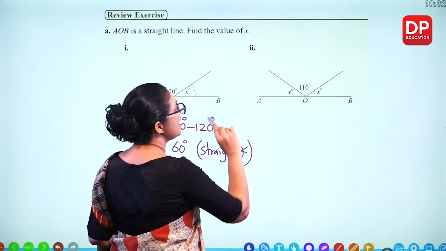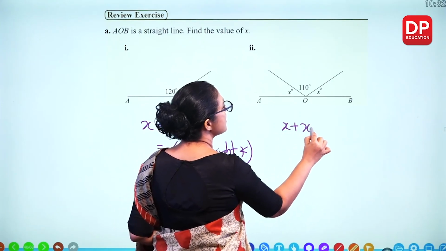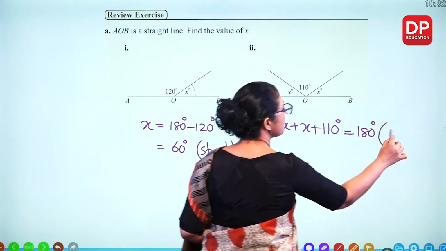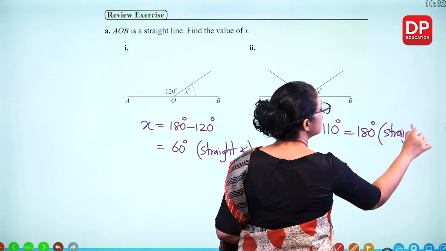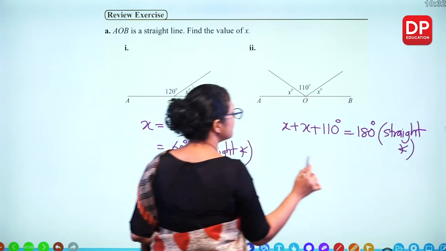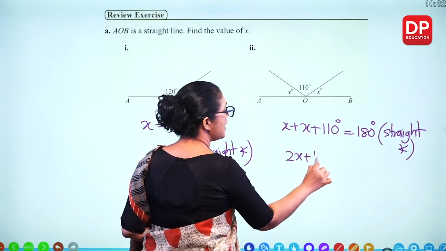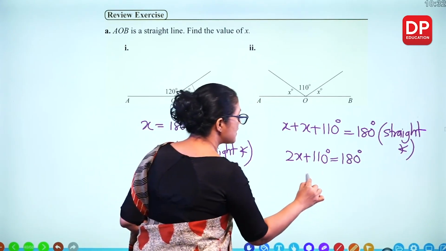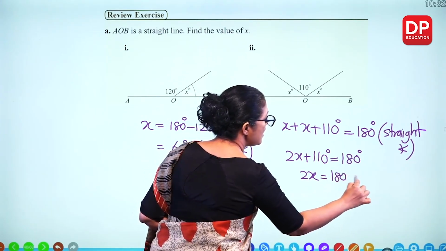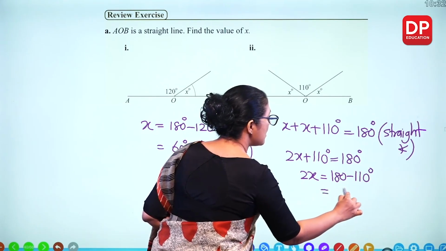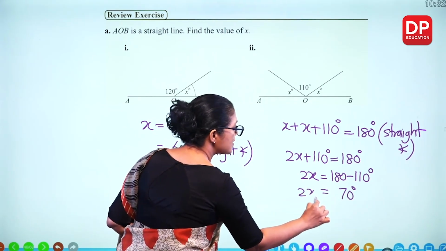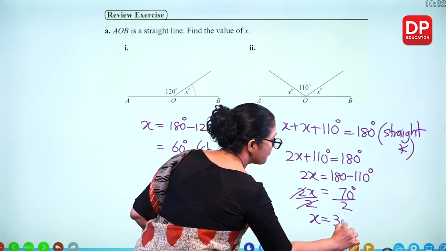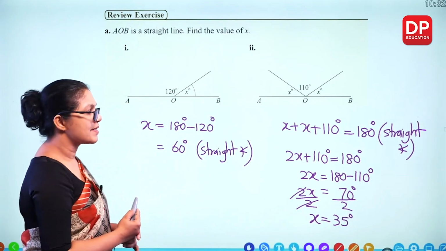This one is a straight line. So I can write 2x plus 110 equals 180, straight angle. Subtract 110 from both sides. You get 180 minus 110 here. That's 70 degrees. 2x is 70, which means when you divide by 2, what's the x value? 35 degrees.